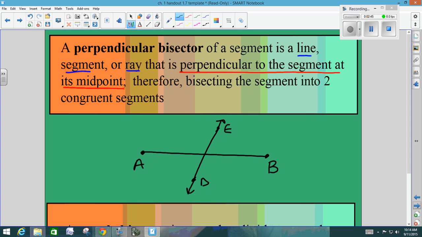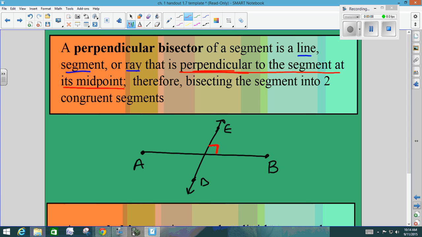So how do I show that my bisector, ED, is perpendicular to the segment AB? What's it mean to be perpendicular? Make a 90-degree angle. So that's what you do to show that. You put the right angle symbol there. Okay? To be perpendicular means to put a right angle.